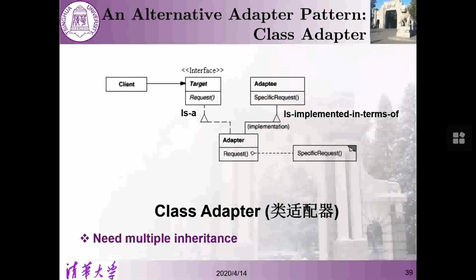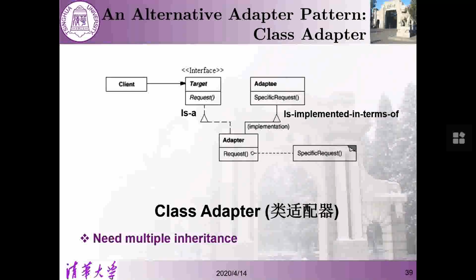After that, we have learned the object adapter. Object adapter means we are adapting the third-party class by an object of the third-party class, which is composed into the new class, the adapter class. So composition works here, right?